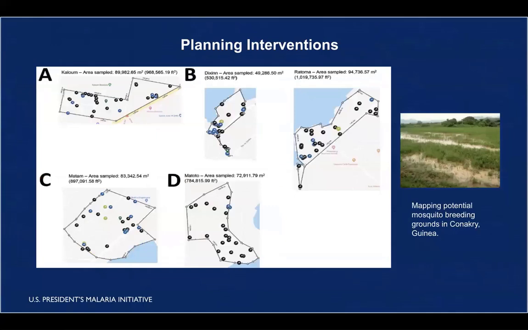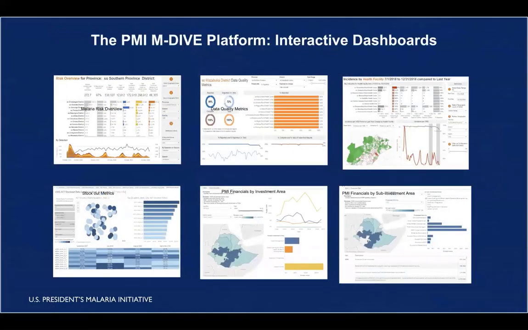This slide shows an example of a project in Guinea where data was used to map mosquito breeding grounds to guide potential environmental modification activities.